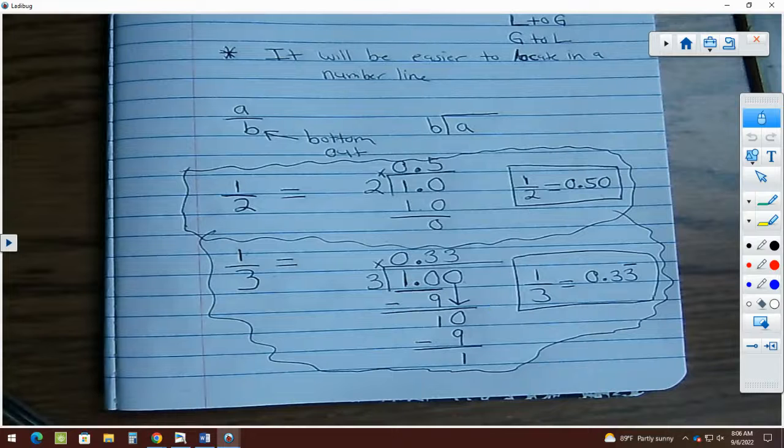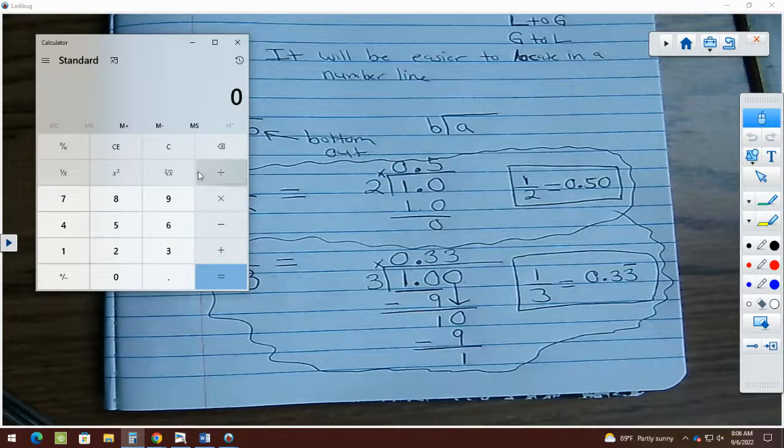Questions? Some of you are going to be able to use a calculator. So let me just show you how this would be. 1 numerator, here's the division, divided by what? 2, and this would be 0.5. Isn't that what we got as the first one? Yeah.